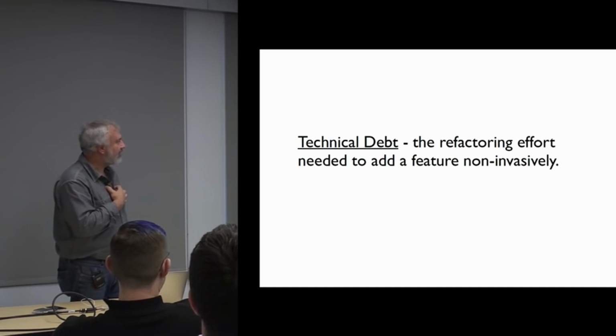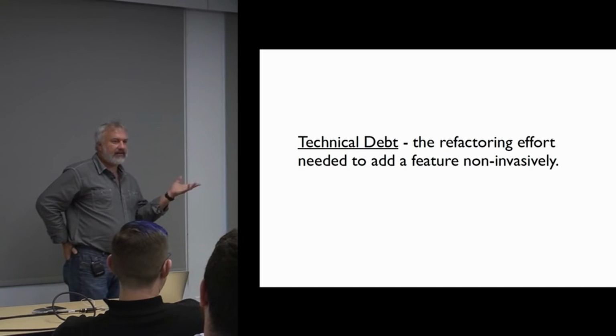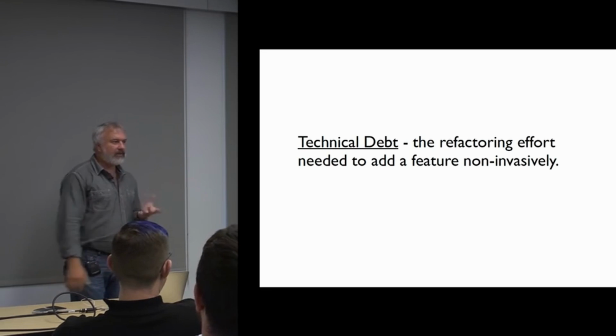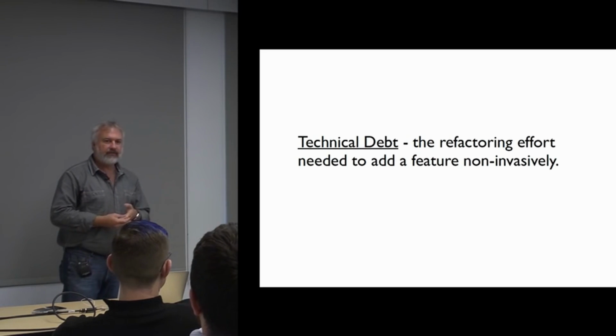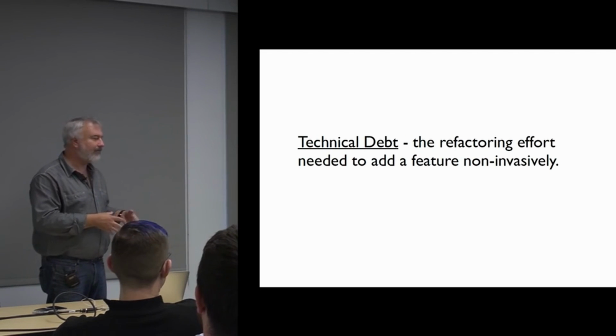The refactoring effort needed to add a feature non-invasively. So there's some subtleties here, right? I'm not talking about general things like going and working against a measure of design principles and all this other stuff. What I'm saying, though, is that in general, in good code, it should be possible for you to go and add in a feature without going and mucking with things too much, right?